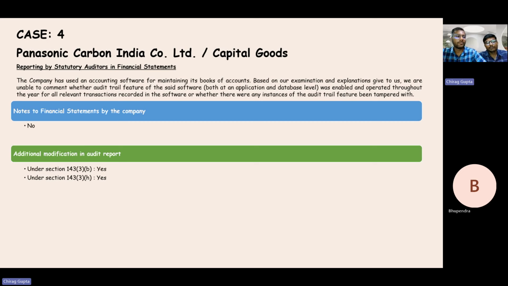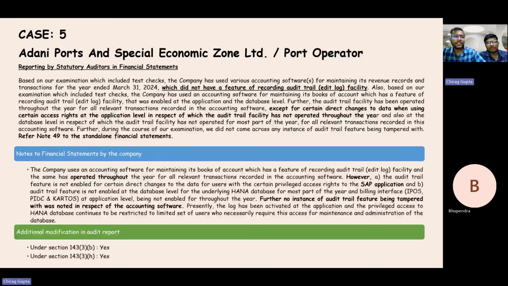So, case number 5, Adani Ports and Special Economic Zones Limited, which is a well-known port operator, which we can see in recent news and earlier news. So in this, the auditor has reported that the feature of recording the audit trail facility was not appropriately maintained, and hence the auditor has modified his opinion on this particular point related to audit trail.